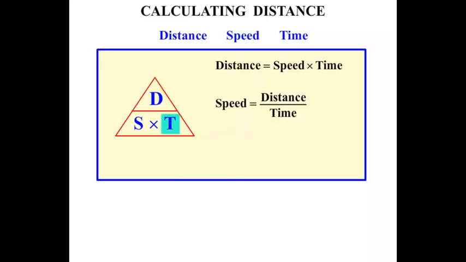The next one, T standing for time, so time equals, let's cover the T up. What are we left with? D over S. Distance over speed. And again, that over symbol is to divide.